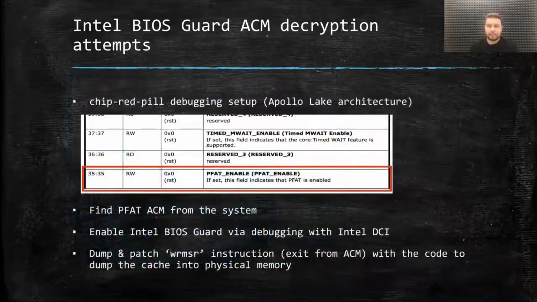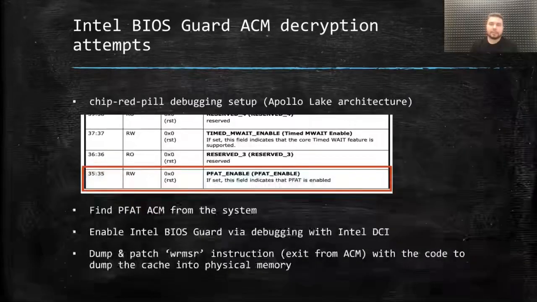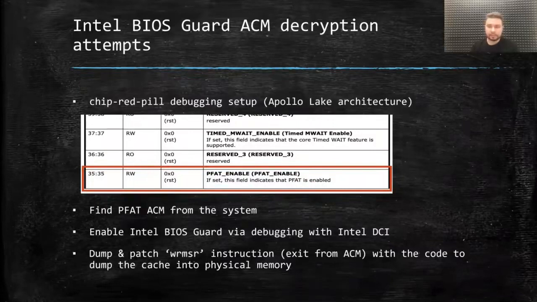We have tried one last idea. Use the recent publication by the microcode research team previously mentioned in this talk to create a debugging setup. As you can see, the target Apollo Lake platform supports PFAT, the old BIOS Guard name, and the setup allows us to access microcode, to dump it, to modify it, and after we managed to load the BIOSGuard ACM for execution on the CPU, we dumped a small part of it.